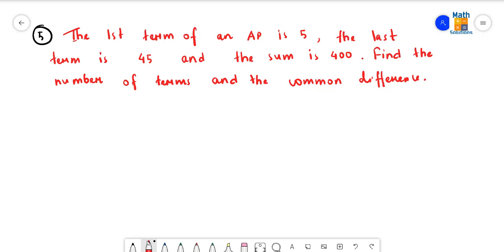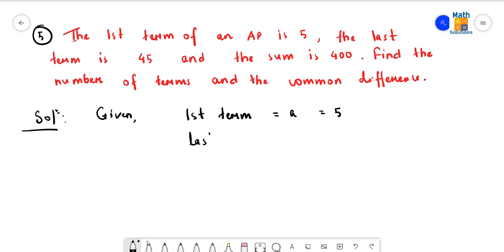So in the solution part, let's come to the solution part. First of all, we have to mention what are the things given. Given first term, that is a, is equal to 5. Then the last term, let's consider this to be the nth term, is equal to 45. Then the sum, that means Sn, is equal to 400.